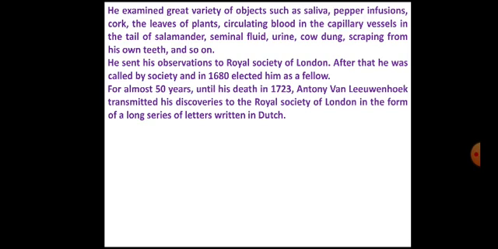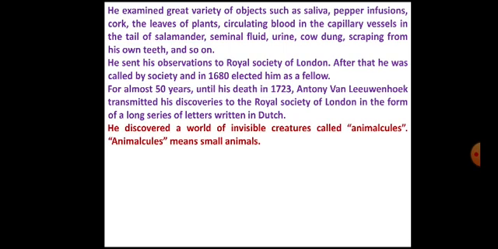For almost 50 years, until his death in 1723, Antony van Leeuwenhoek transmitted his discoveries to Royal Society of London in the form of a series of letters which were written in Dutch, but these letters have now been translated into English also. So he discovered a world of invisible creatures and he called them animalcules. Animalcules means small animals.